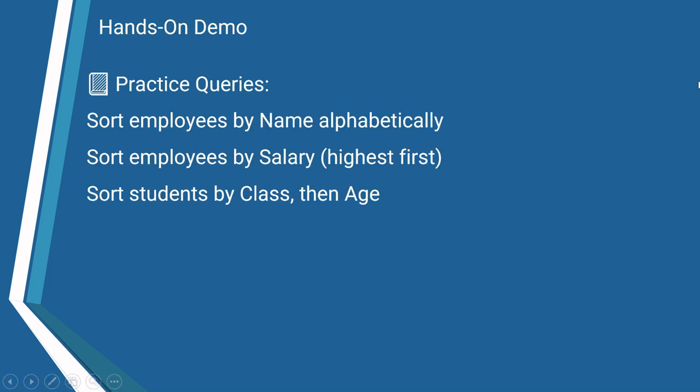Let us practice. Try sorting employees by name alphabetically, salaries from highest to lowest, and students by class and then age.